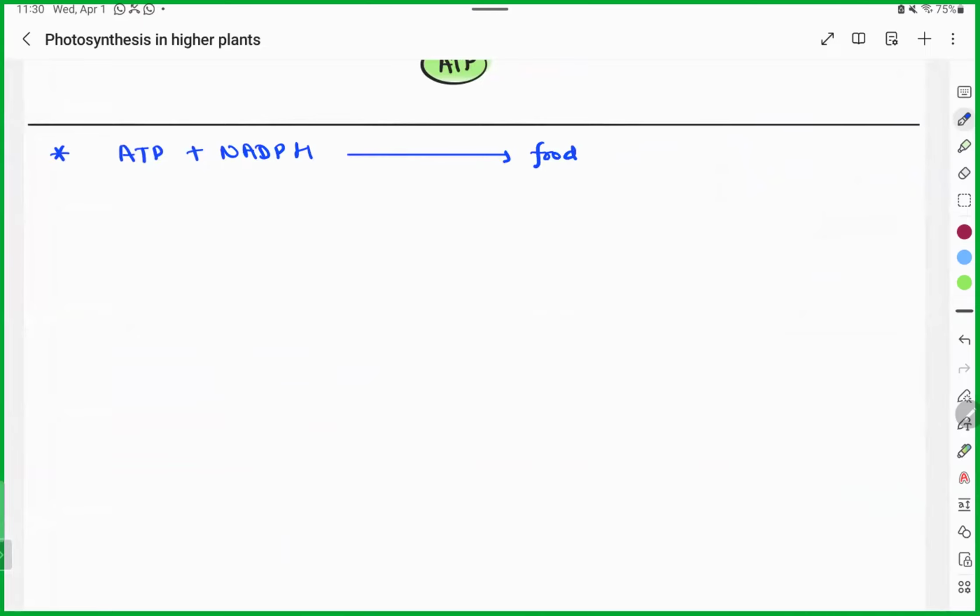Okay, that's why it is also known as carbon fixation. Why? Because carbon is utilized, CO2 is utilized. That's why this biosynthetic phase is also known as carbon fixation.